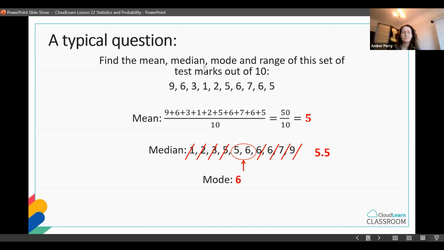The mode is the most common number. So looking at them, we've already put them in order. We can see that 5 comes up twice, but 6 comes up 3 times. So 6 is the mode. So it's a really simple one just to have a quick look at. And then finally, range. Well, range is the biggest number, take away the smallest number. So it's going to be 9 minus 1, which is 8.